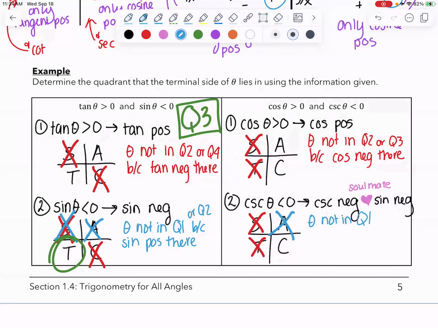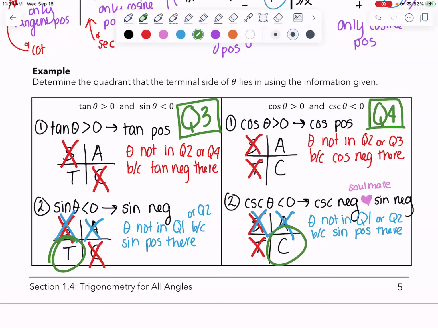Also, if sine is negative, it can't be in quadrant 2, even though it's already crossed out. We could still say it, because sine is positive there. That leaves us with one choice, quadrant 4, and that, boom, that's how you do it.